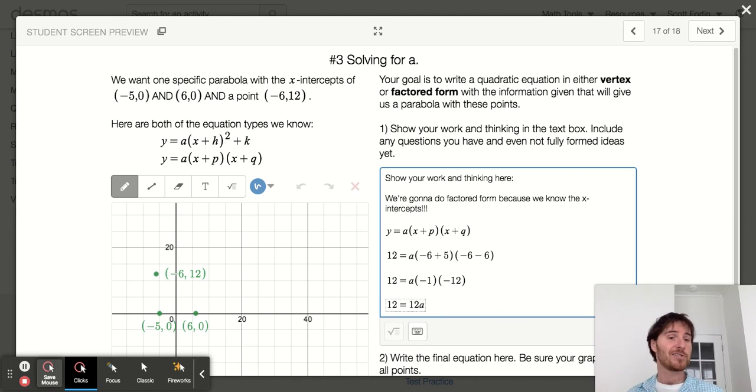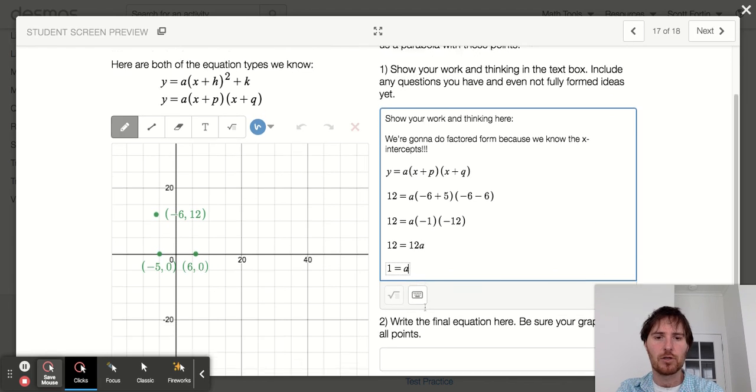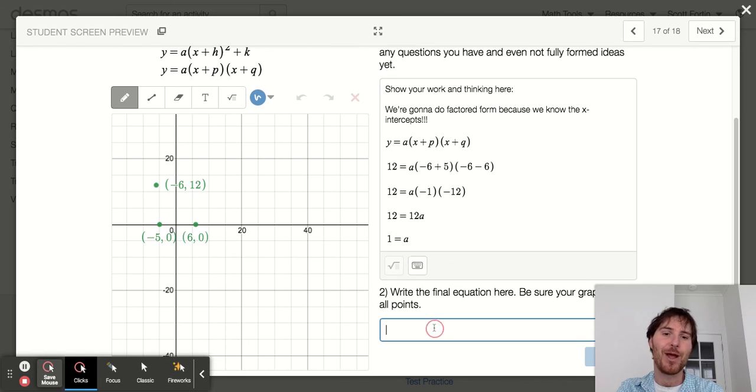So what's our stretch factor? Well, it's 1. This is going to be very similar to the parent graph, Y equals X squared. It has an A of 1 as well. Here, divide both sides by 12, and 1 equals A. So there's nothing particularly special about how wide or how skinny this particular parabola is. So now we just write the final equation.